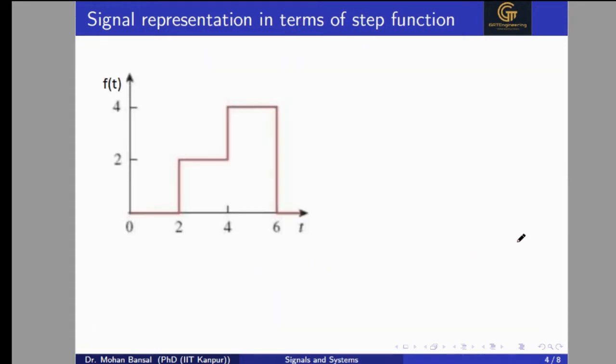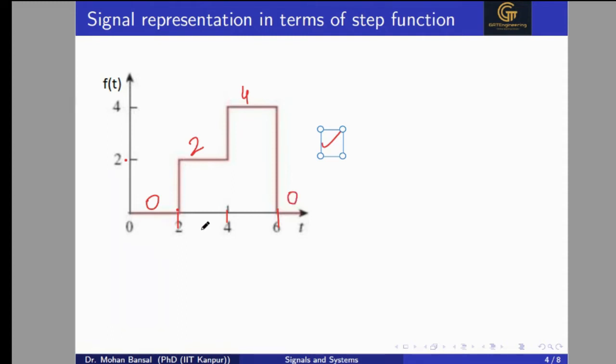Now come to the problem: how can we represent this given signal in terms of the step function? Here, first we identify the transitions: the first at t equal to 2, the second at t equal to 4, and the third at t equal to 6. At t equal to 2, the amplitude just before the transition is 0, and just after the transition it is 2. After the transition at t equal to 4, the amplitude value is 4. Similarly, at t equal to 6, the amplitude is 0 just after the transition.